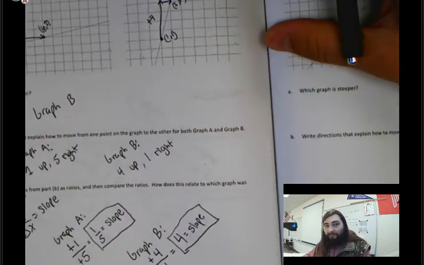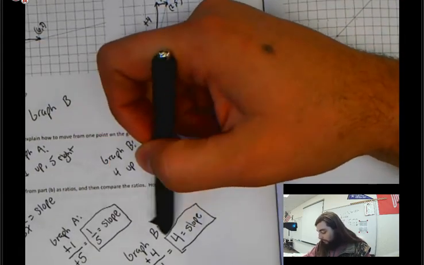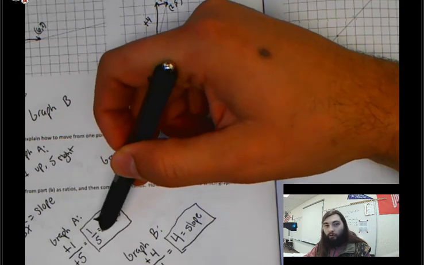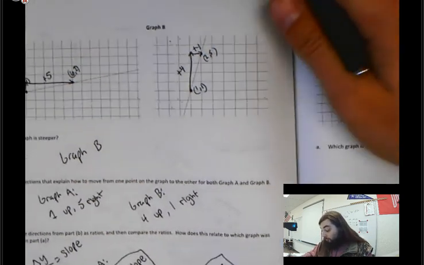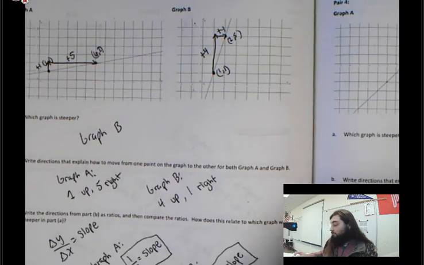So, in comparison between these two, 4 is obviously a much larger value than 1/5. And so as a result, we should expect a much steeper line, which is exactly what we have.